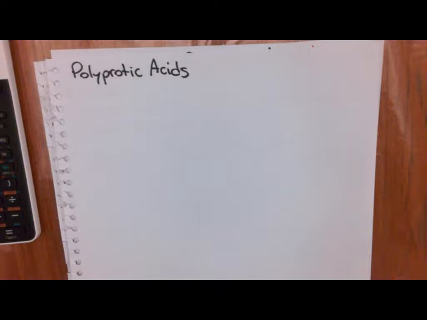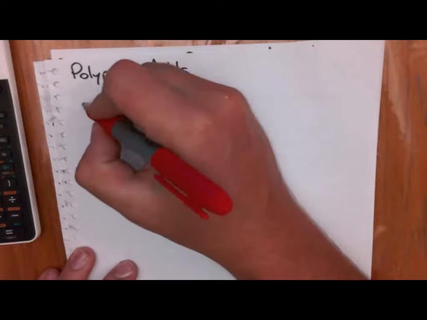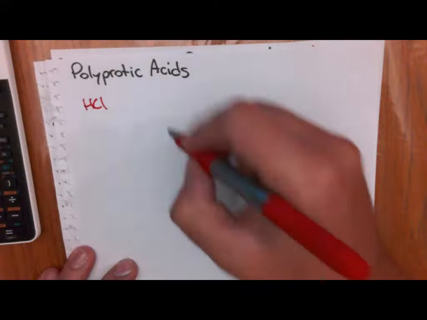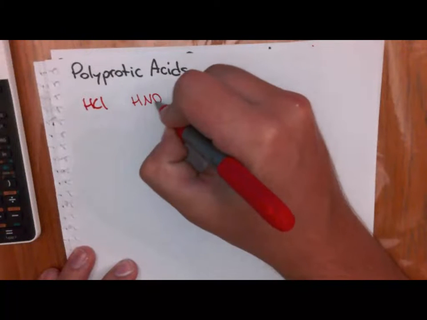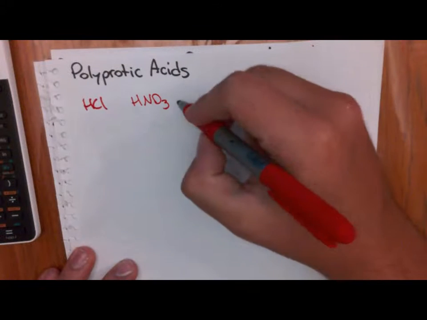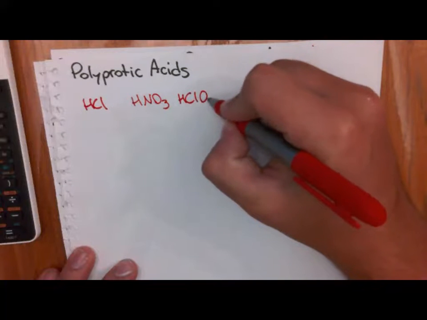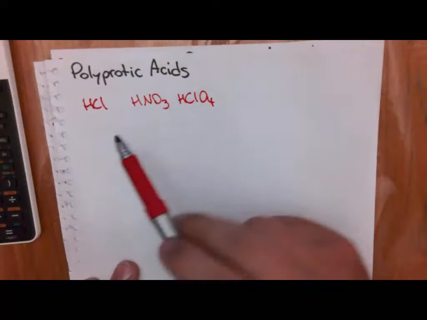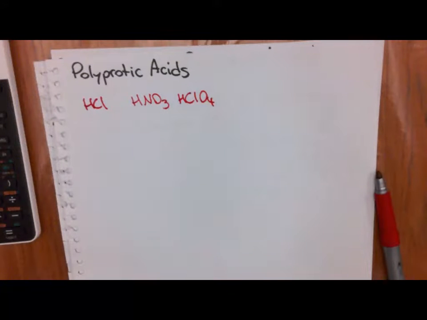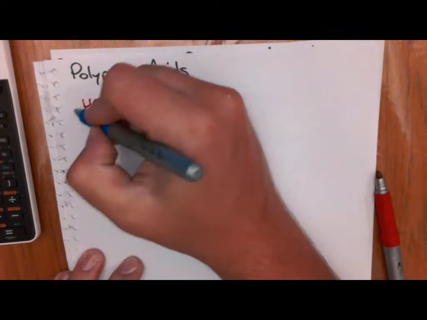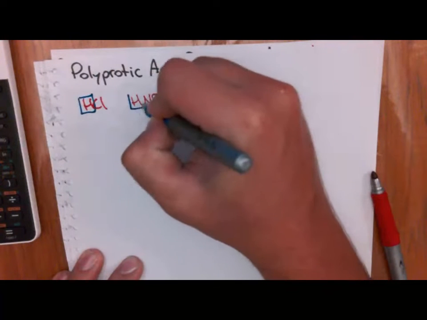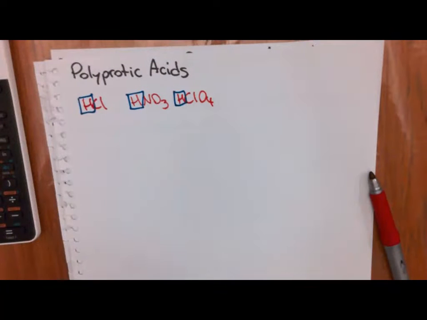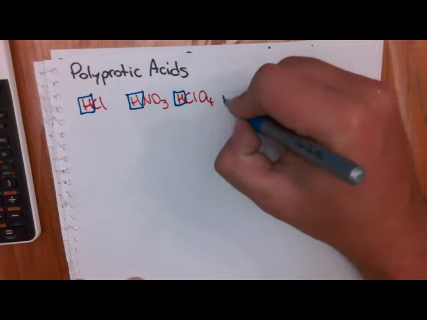The acids that we've seen so far, a lot of our strong acids, like HCl, HNO3, HClO4, all have one hydrogen that's able to be donated. So these acids are not called polyprotic acids. They are called monoprotic acids.